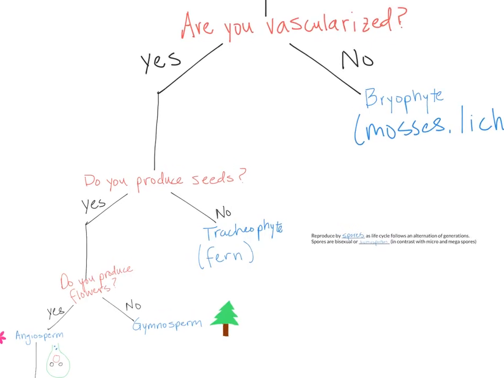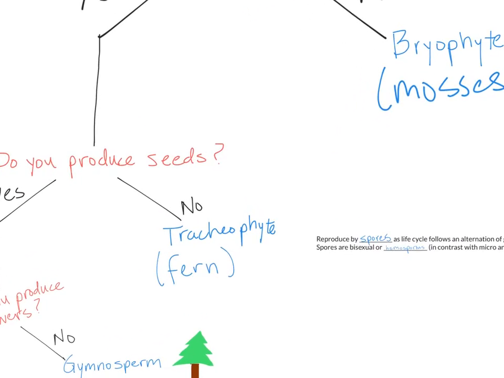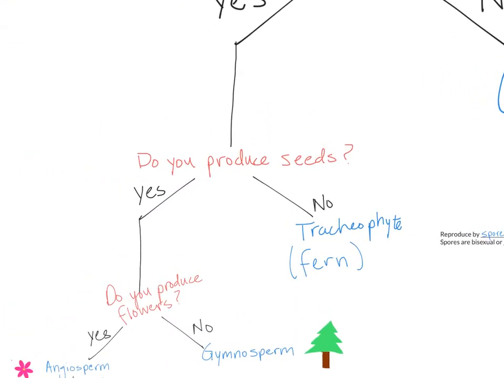So because ferns are vascularized, they are tracheophytes. Trachea, you can just think of, you have a trachea that helps move air up and down in your body, and ferns have tubes that run up and down their leaves. So they're tracheophytes. They are vascularized, but they do not produce seeds.